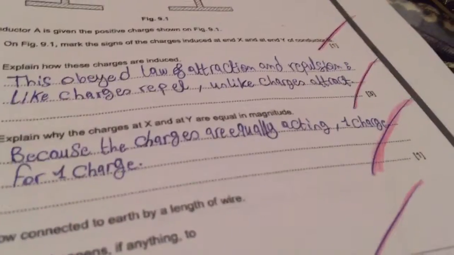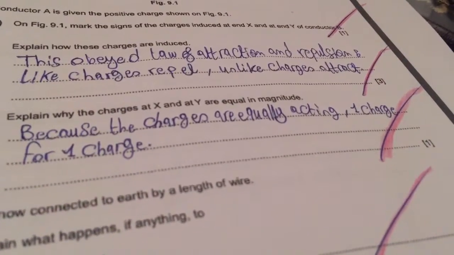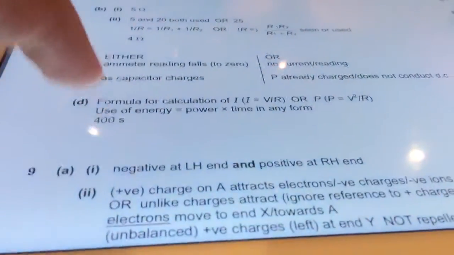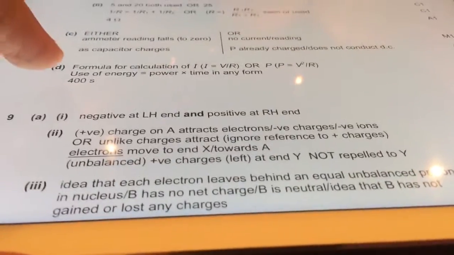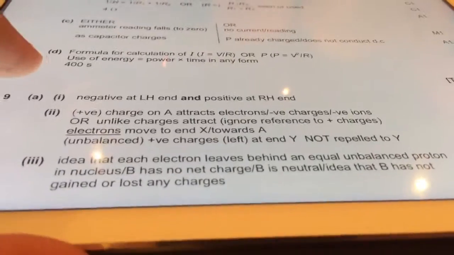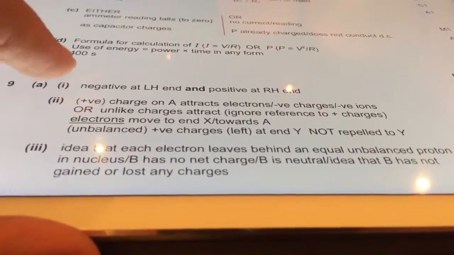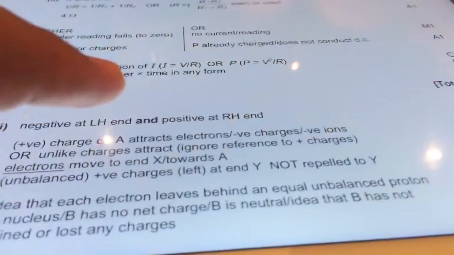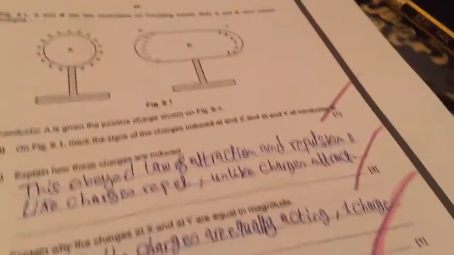Explain why the charges at X and Y are equal in magnitude: because the charges are equally acting, one charge for one charge. That's what I said, and I don't care about the mark scheme. I'm sure that's right, because I checked more than one resource. Anyway, for 9A(i), negative at the left-hand end, here we go. Positive at the right-hand end, and I made it at the right-hand end, absolutely right.